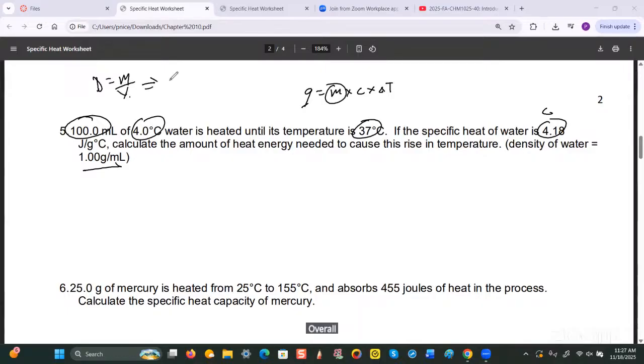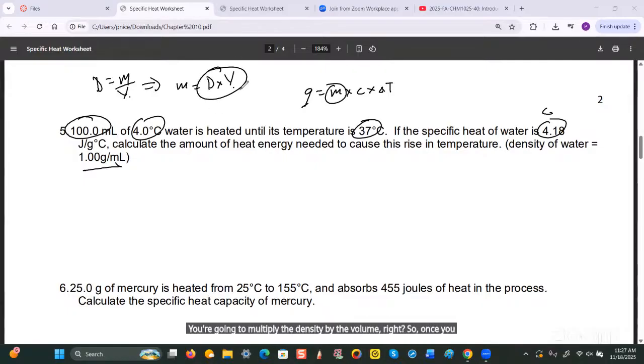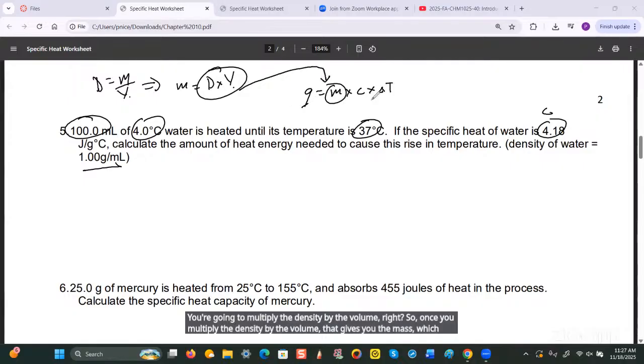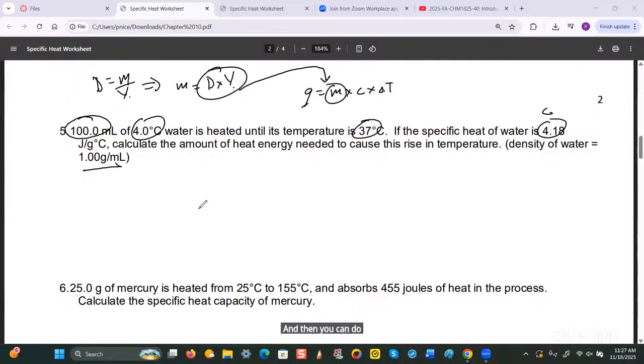So if you want to get the mass, you're going to multiply the density by the volume, right? So once you multiply the density by the volume, that gives you the mass, which goes here, and then you can do the rest of the calculation, and that would give you the answer, which is the amount of heat energy needed to raise the temperature to 37 degrees.